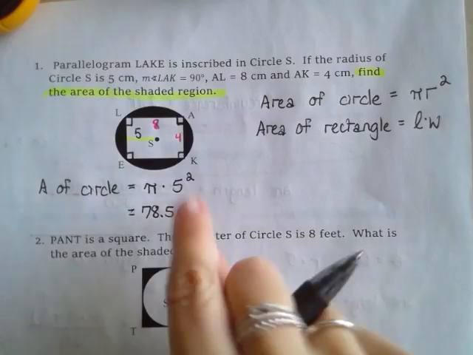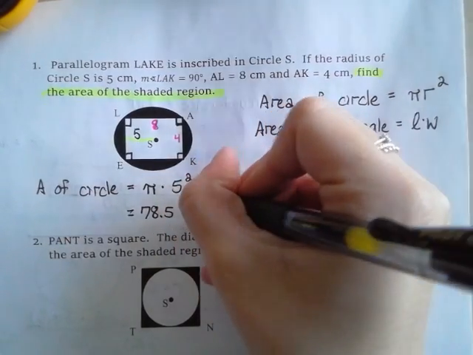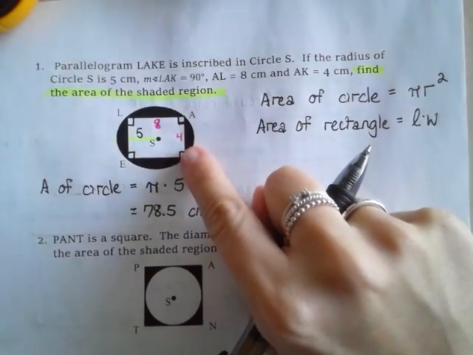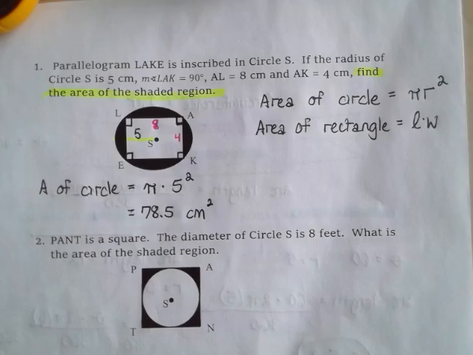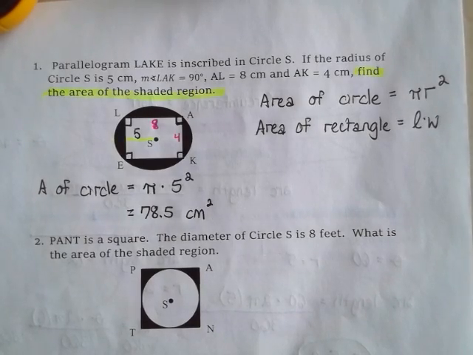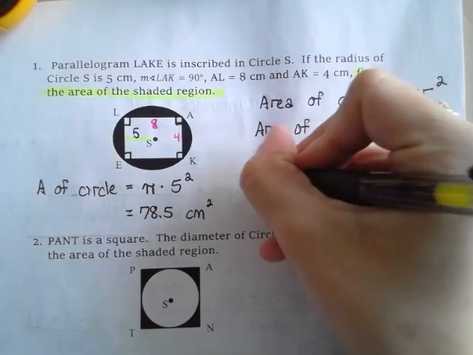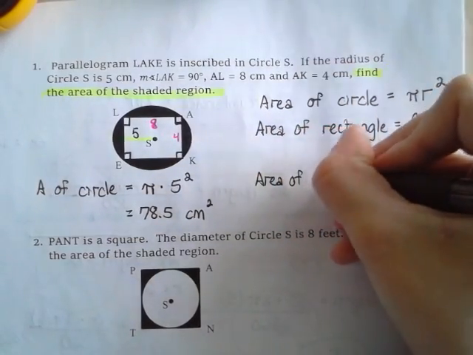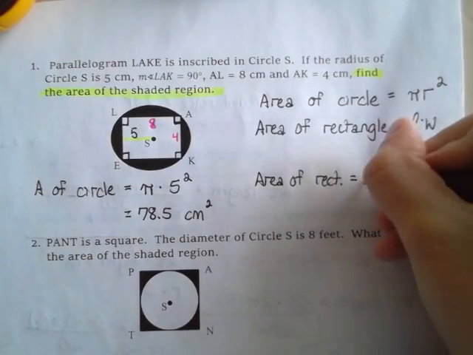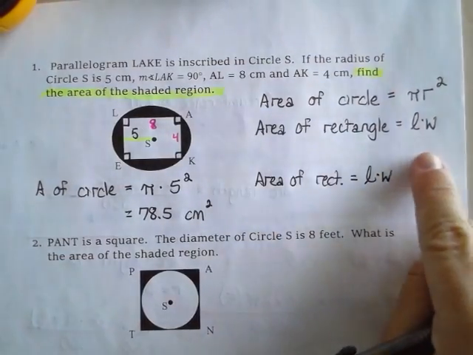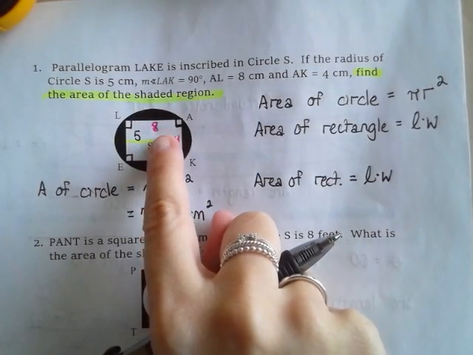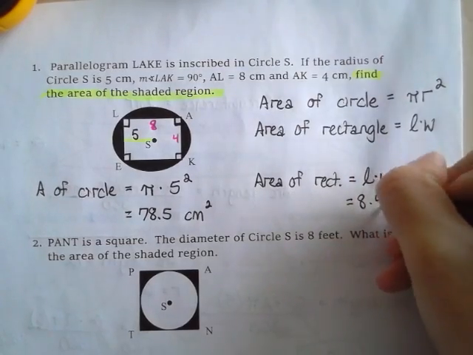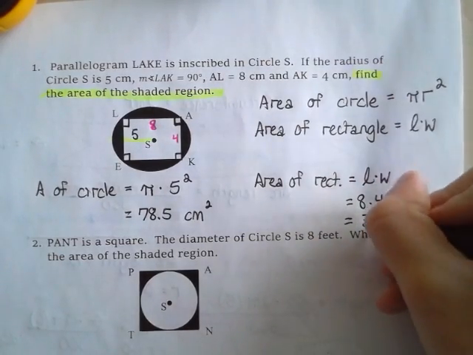Now, we don't want the area of the entire circle. We just want the area of the shaded region. So that means we need to take away the area that is being taken up by that rectangle. So I'm going to do my area of a rectangle, which is length times width. My length is 8, and my width is 4, so that would be 32.